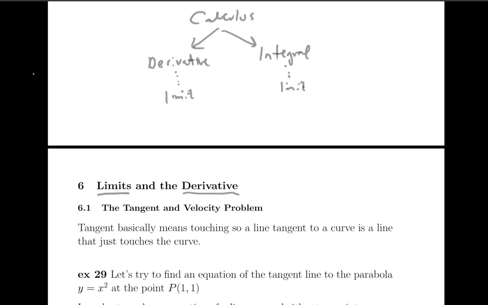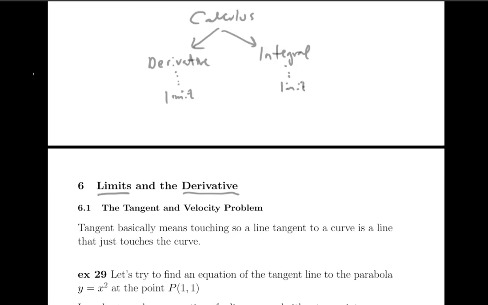And the sequence is always the same. The first part is generally some sort of estimation or approximation. How do we approximate or estimate the answer here? And then the next part is, how do we get a better approximation? How do we get successively better and better approximations? And then from that, we develop a pattern or a definition to find the exact answer. So we're going to do that every time.